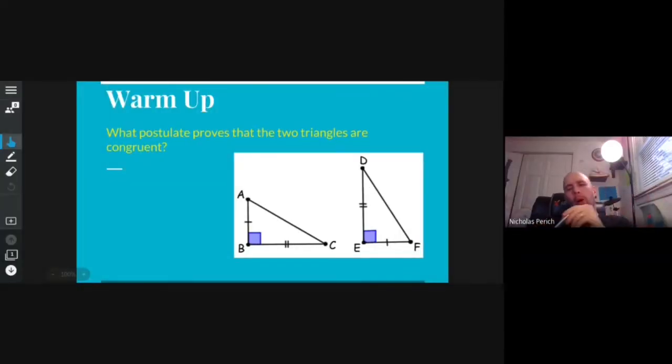Do this here warm-up. After we do the warm-up, we're going to talk about two different types of triangles that we haven't talked about yet. But again, like I said, this morning's asynchronous lesson had to do with what we learned on Friday.